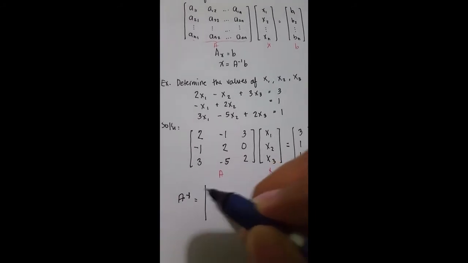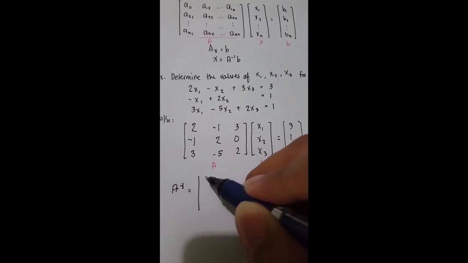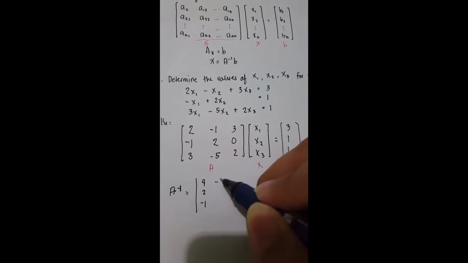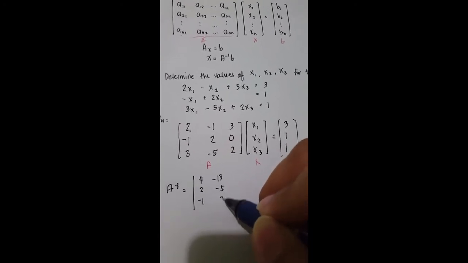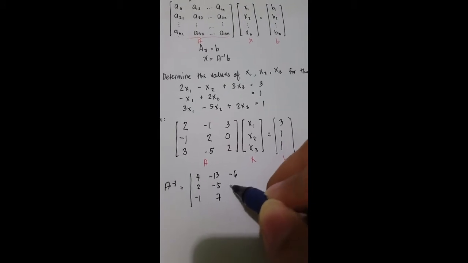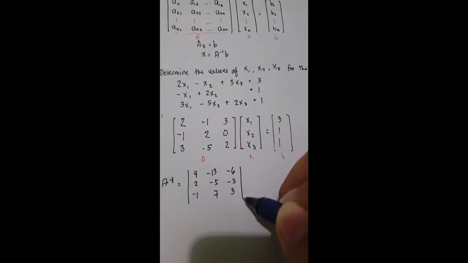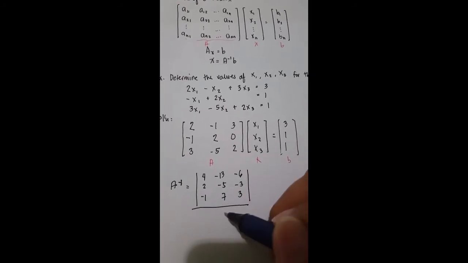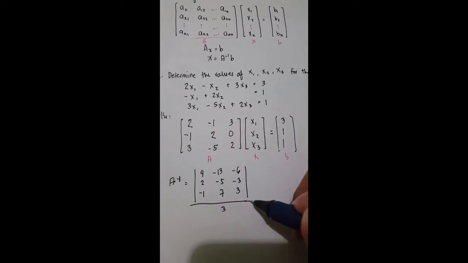So, you have to make sure this is what you get. 4, 2, and negative 1. Then negative 13, negative 5, and 7. This is negative 6, negative 3, and 3. So, example, that is our all over 3 pala. Example, this is our inverse that we solved already, kumbaga.